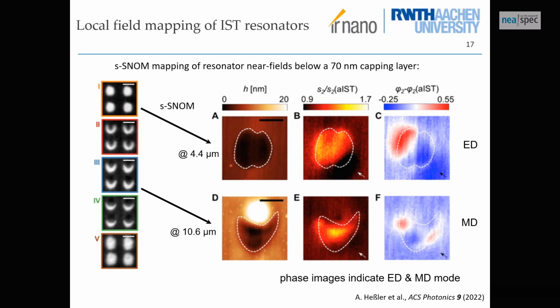And now you might say, oh, this is just a material contrast. But if you look very closely, you see here the dark spot and here the bright spot, and similarly in the phase, and this indicates that this is somehow a mixture of the material contrast and the electric field.